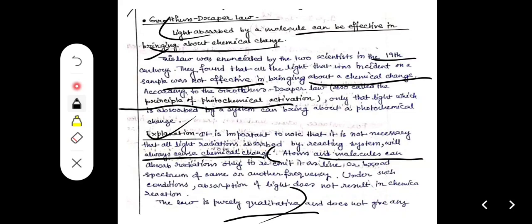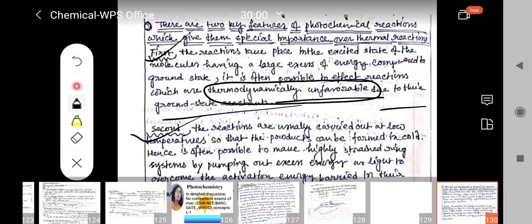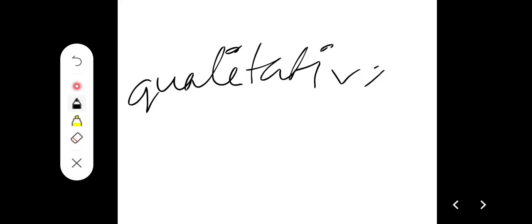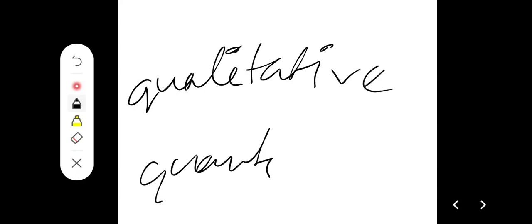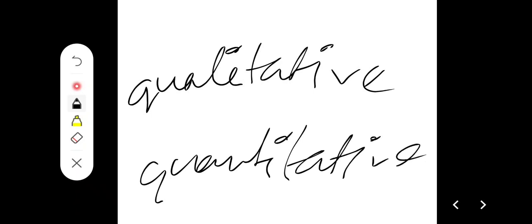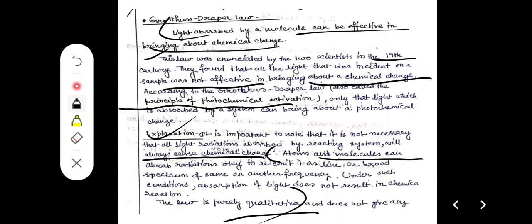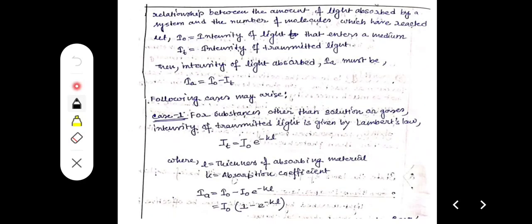Qualitative means what? We know there should be two terms: one is qualitative and the other is quantitative. Qualitative means we are not concerned about the exact amount, but quantitative is always concerned about the amount. Now, this does not give any relationship between the amount of light absorbed by a system and the number of molecules which should be reacted.